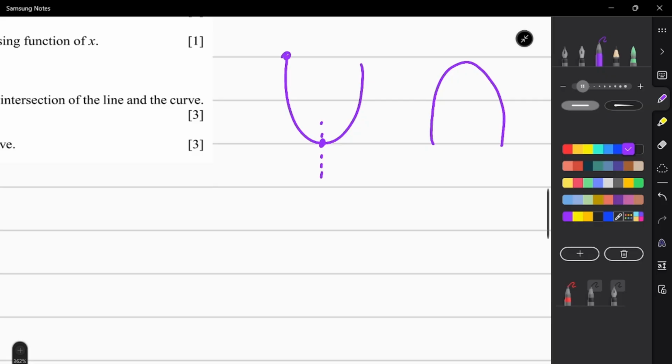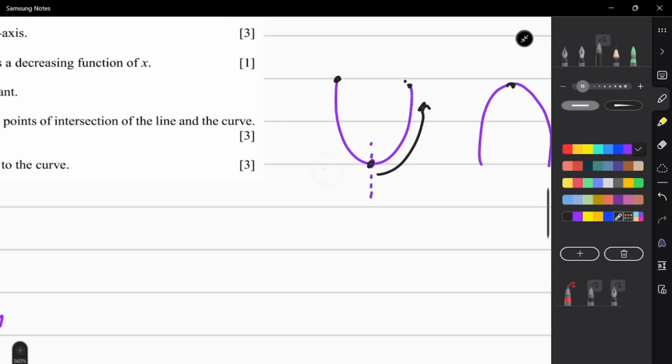So from this point, wait, let me use a different color. From this point to this point, we say that the curve has a decreasing function of x, alright, because the gradient is decreasing. And from this point to this point, we say that the curve has an increasing function of x, since the gradient is increasing, and the opposite goes for this. So here it's increasing and here it's decreasing.